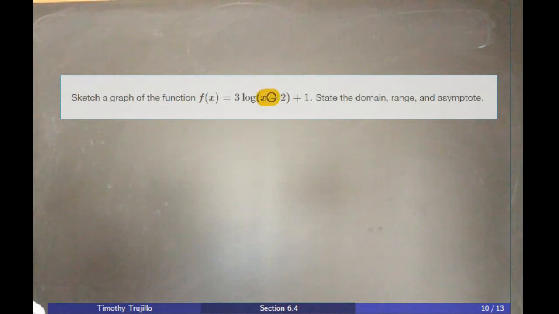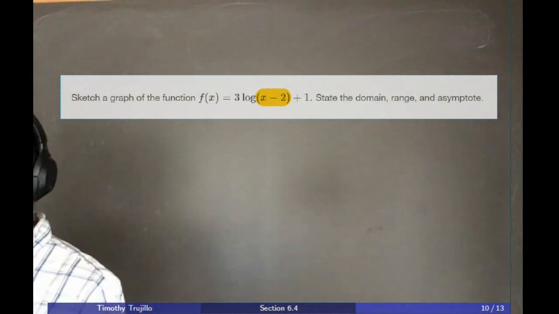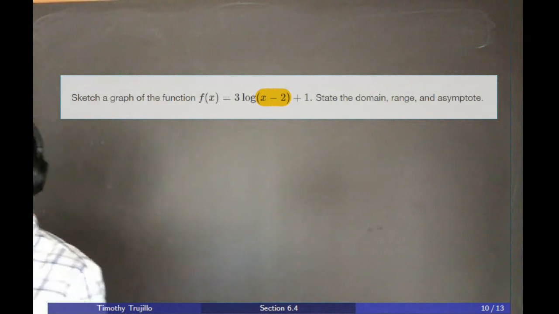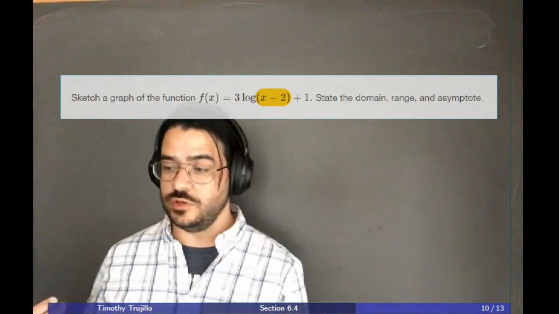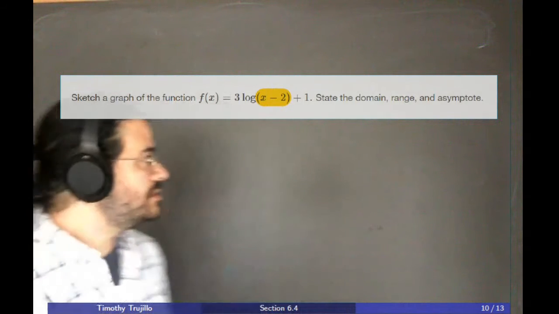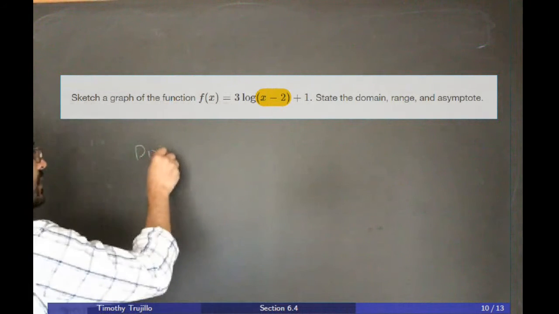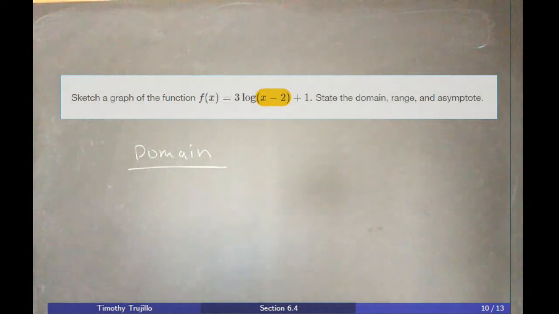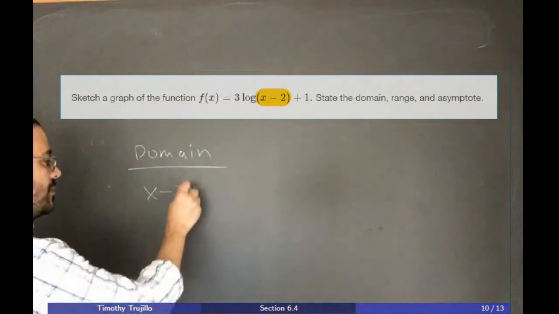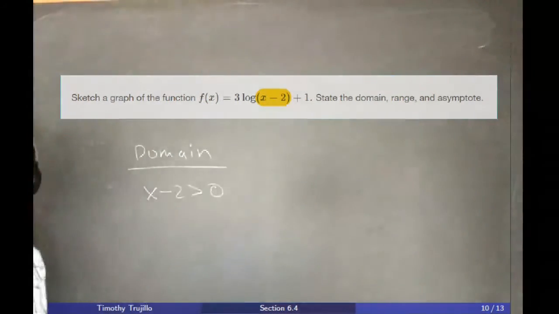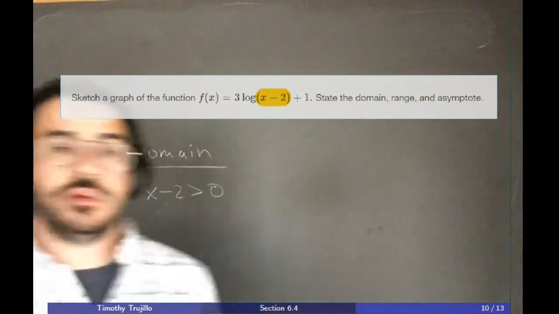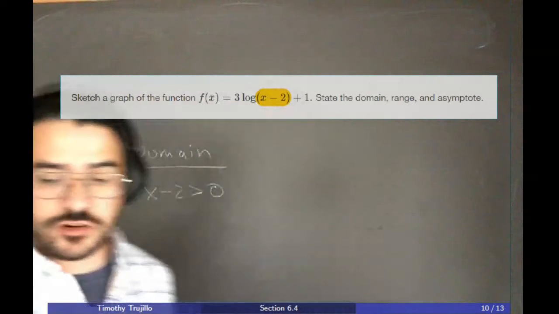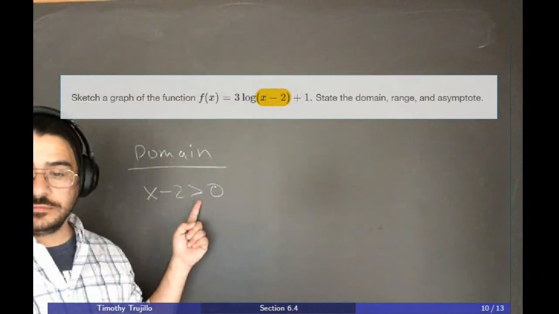So here, when I'm looking at the logarithm, what's between the two parentheses of the logarithm is x minus 2. So that means we're having a shift to the right by 2 units on the graph. But in terms of the domain, we can think about it the same way that we would have thought about a square root function. If we had the square root of x minus 2, we would say x minus 2 had to be greater than or equal to 0. In this case, we can only plug in things that are positive, so instead of greater than or equal to, we just have a greater than.